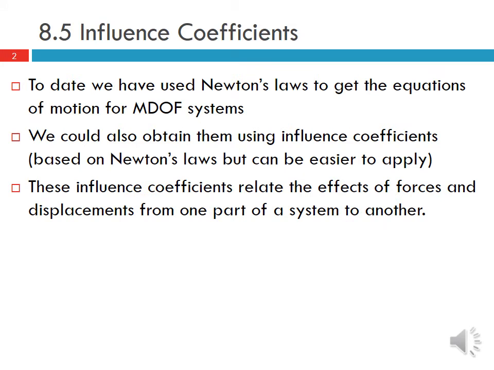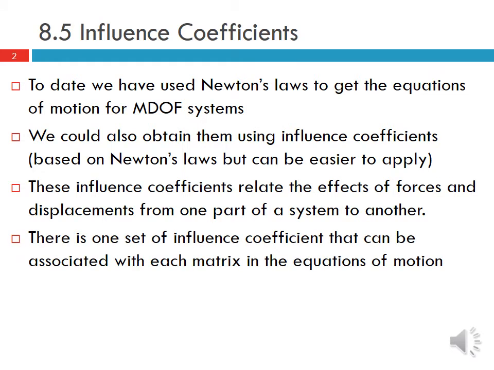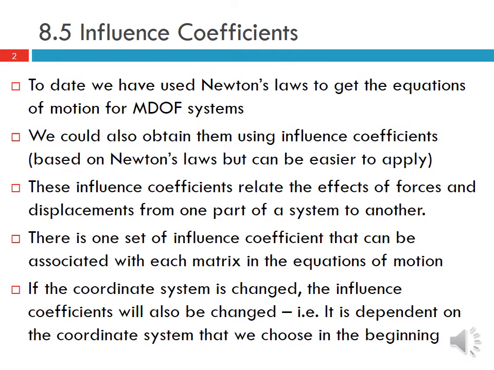So these influence coefficients relate the effects of forces and displacements from one part of a system to another. There is one set of influence coefficients that can be associated with each matrix in the equations of motion. If the coordinate system is changed, the influence coefficients will also be changed, so they're dependent on the coordinate system that we choose in the beginning.